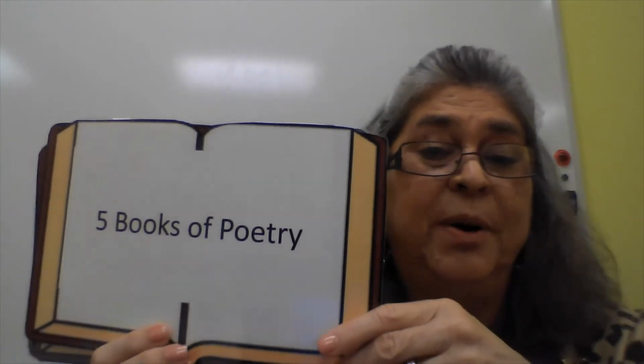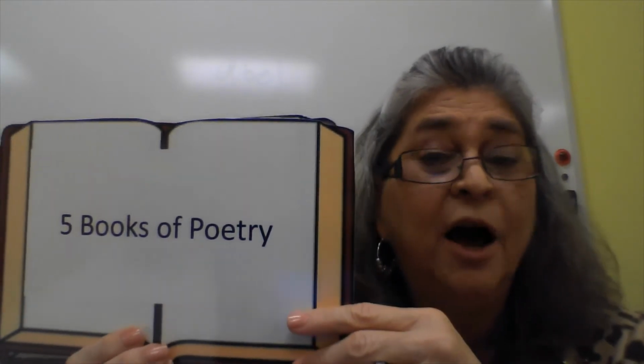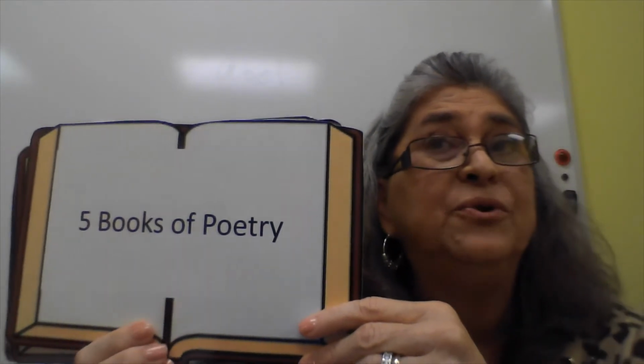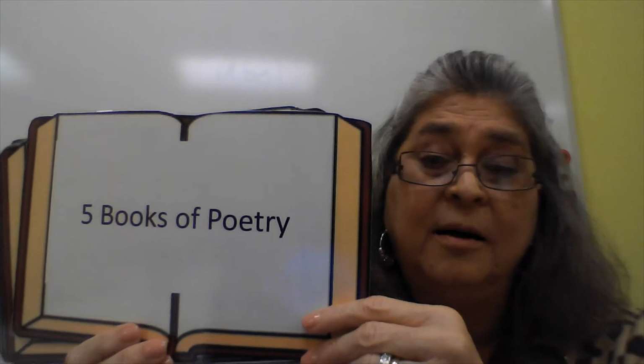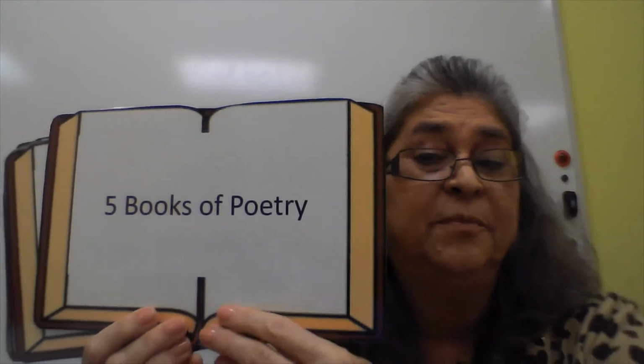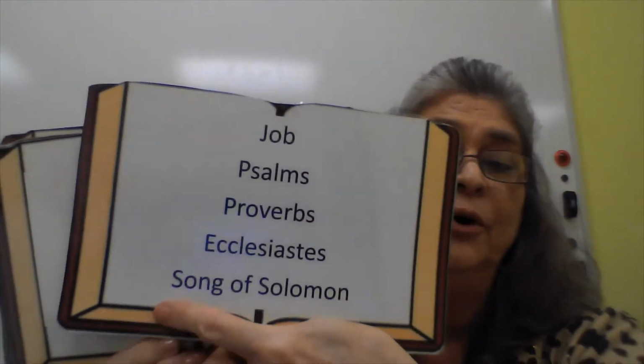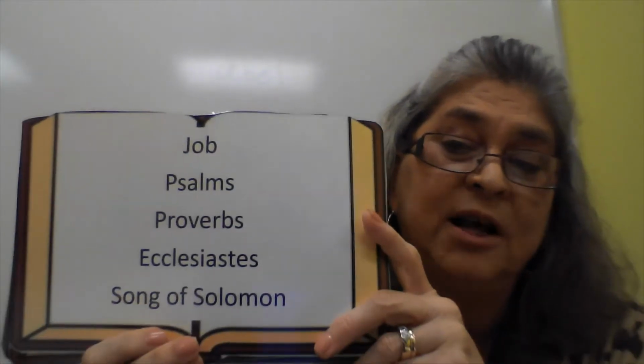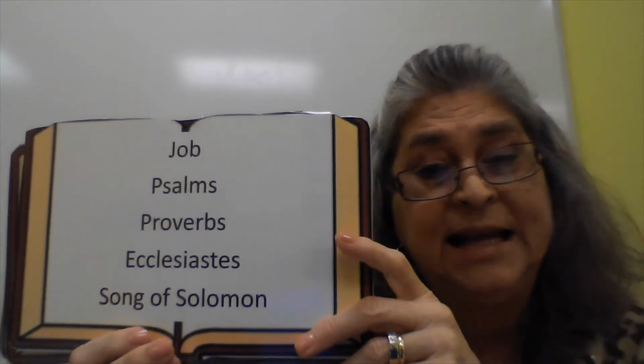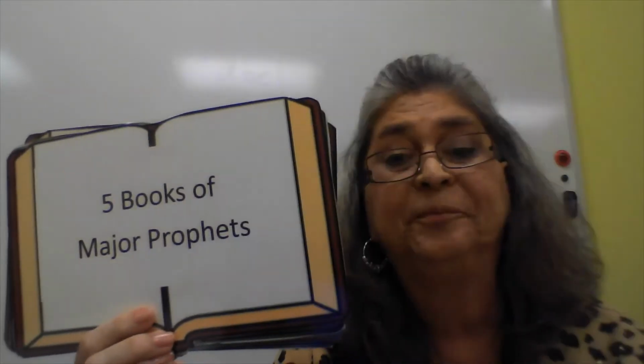Then there are 5 books of poetry. And remember what poetry is? Pretty writing, writing that makes you feel something. That's what the 5 books of poetry are. And they start with Job. Remember? Job, Psalms, Proverbs, Ecclesiastes, Song of Solomon.